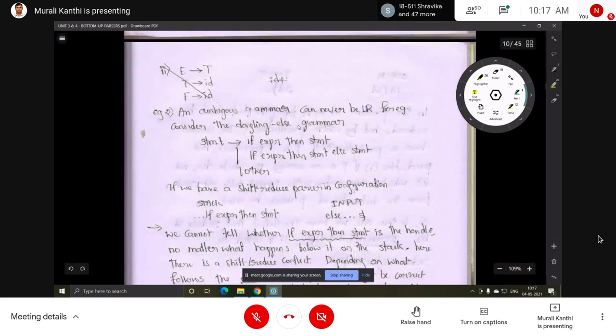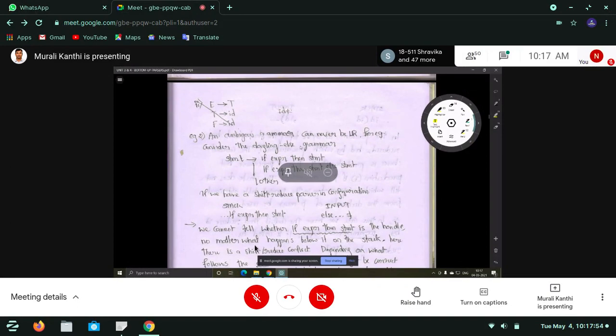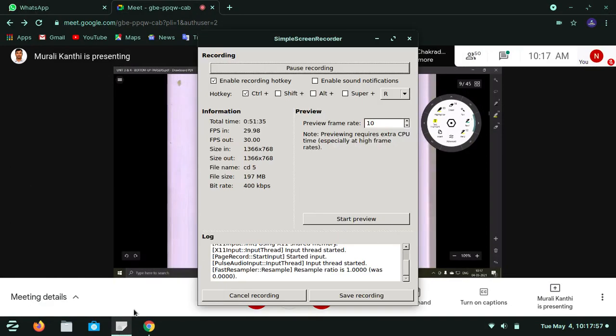We will see the reduce reduce conflict in the next class.